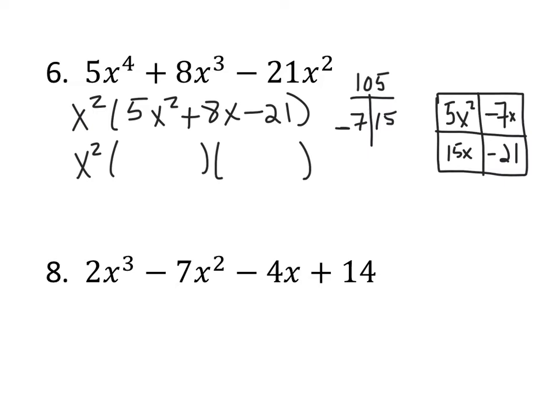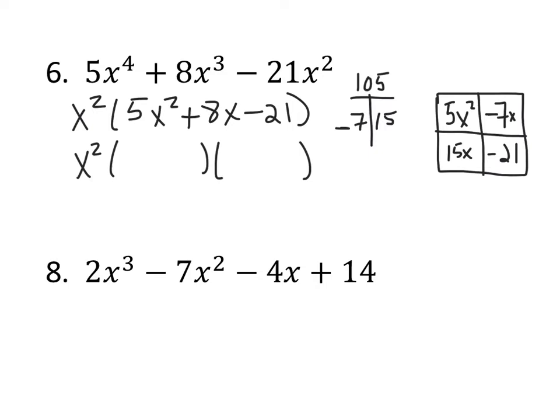All right, so I've put all of my terms into my box, and I have 5x squared in the first box right here. I put my negative 21 down here in this last box. And then in the middle two boxes, I'm going to put my negative 7x and 15x. Those will be my middle terms that are going to combine to give me an 8x. So this is the same thing you do with grouping. It's just a different format, but it's the same thing.